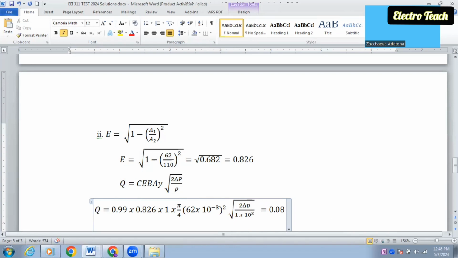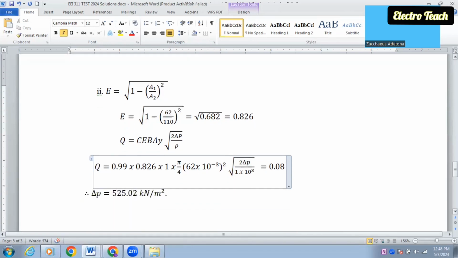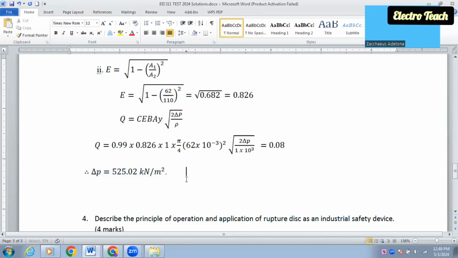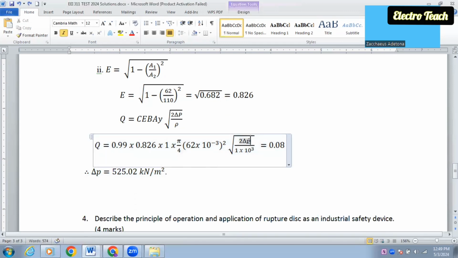So we make delta P the subject of the relation here, and then we equate it to 0.08. Then we are going to come out with delta P equals 525.02 kilonewton per meter squared. That's the answer to the differential pressure, which is delta P from this formula here. So that's the solution to question number 3.